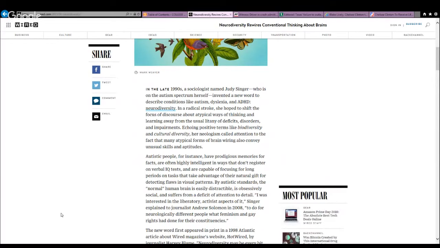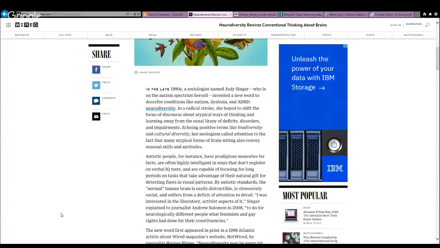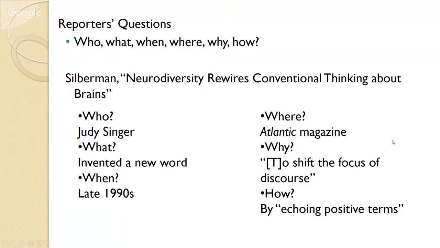How did she do that? She came up with this new word which echoes positive terms like biodiversity and cultural diversity. When did she do that? In the late 1990s. So that answers many of those questions: the who, the what, the when, the why, and the how. So that's what a report needs to do. Oh, the where. The term first appeared in Atlantic magazine.